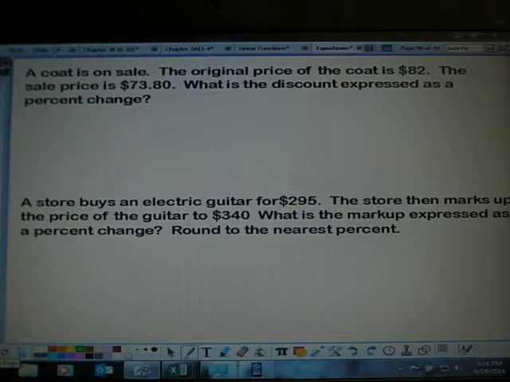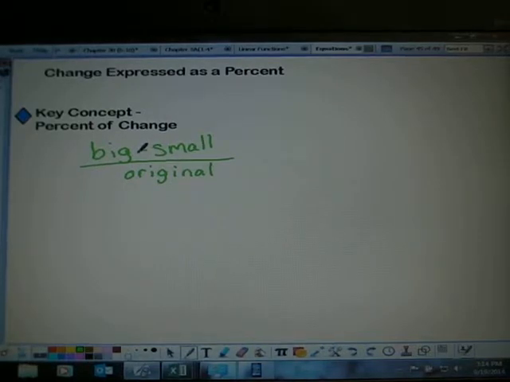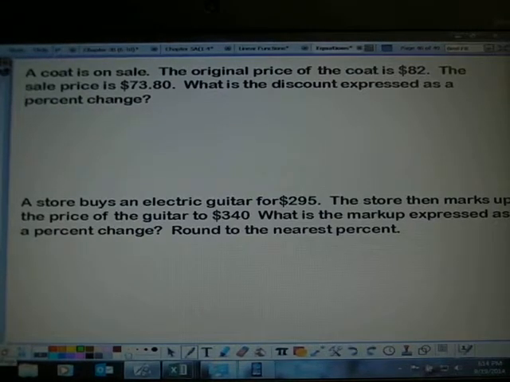So let's look at this first one. We've got word problems here. A coat is on sale. The original price of the coat was $82. The sale price is $73.80. What is the discount expressed as a percent change? Well, change is when you're subtracting. We're going to take the bigger number minus the smaller number. And the reason I like to do it this way is so I don't have to deal with negative numbers. I'm always going to take bigger number minus smaller number.